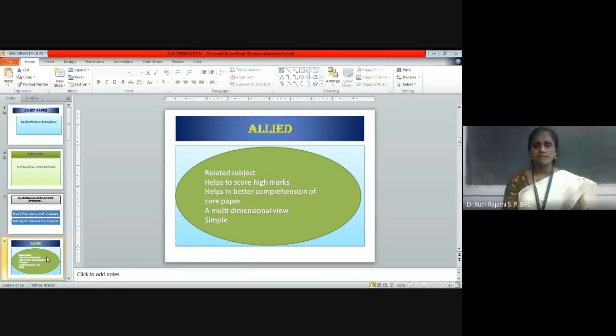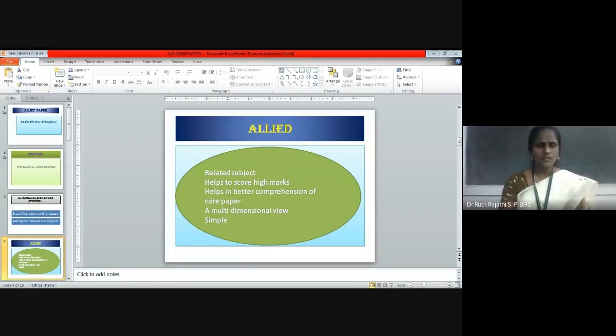Social History of England is the title of your allied paper. So this paper will definitely help you to get high marks. How? See, this paper is full of history. History is nothing but full of facts and information. If you start out with the textbook, definitely you can expect more than 90 marks in this paper.